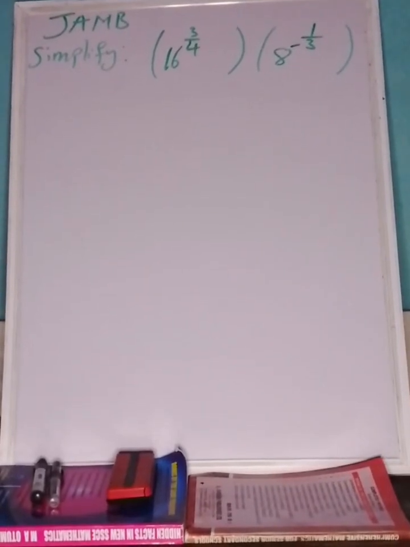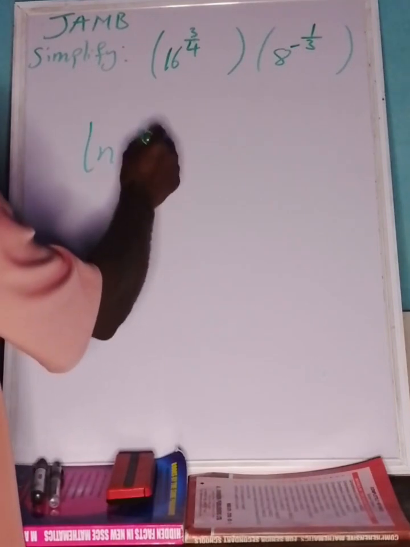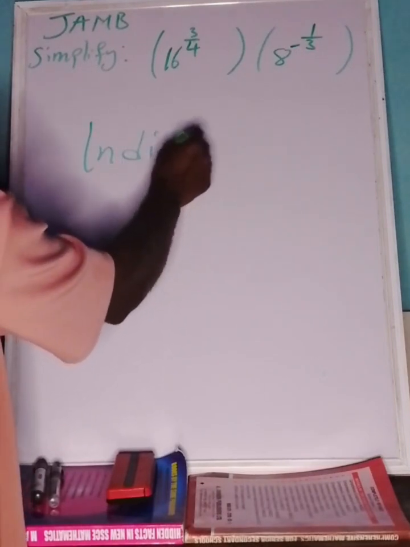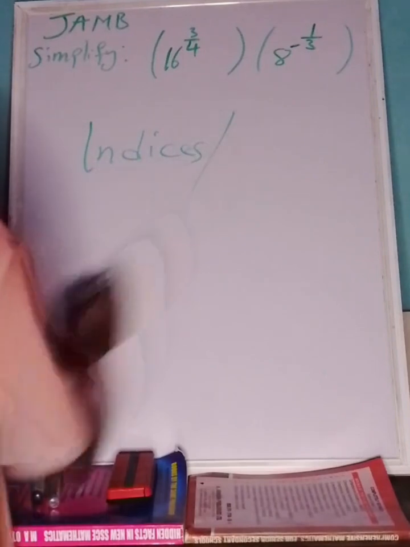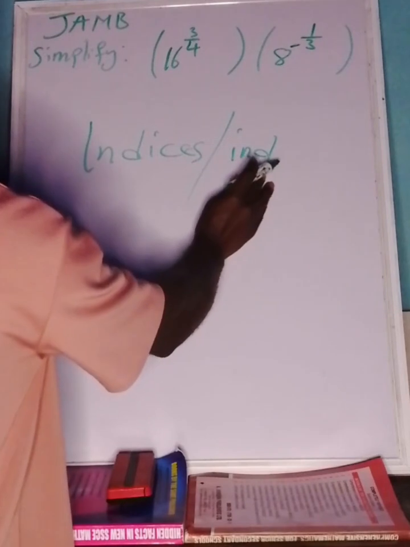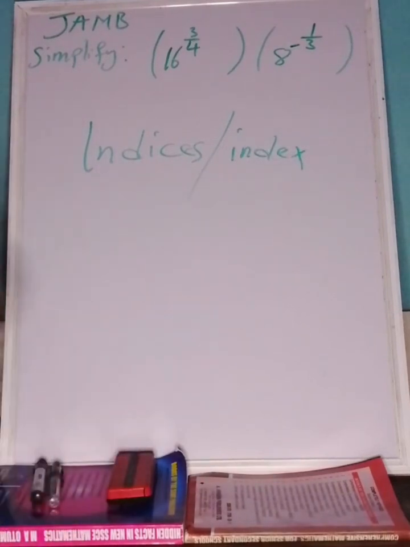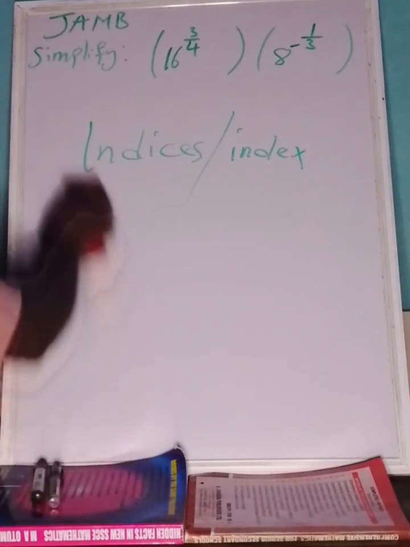That is a JAMB question on fractional indices. If you remember, there was a time I talked about indices. When you talk about indices, you are talking about powers. The singular form is index. Index means power.